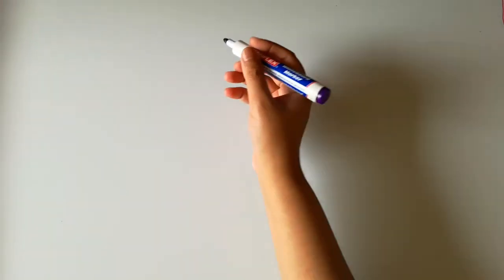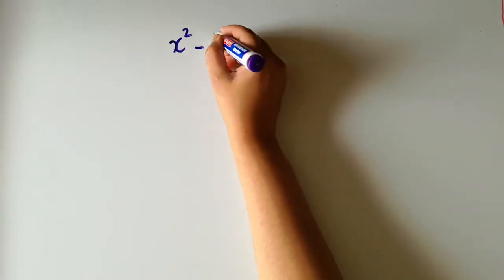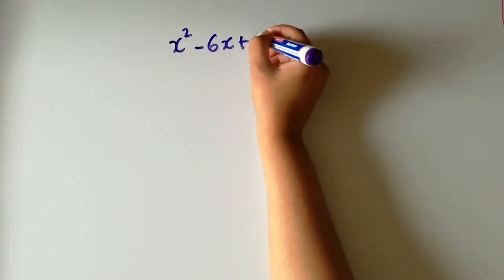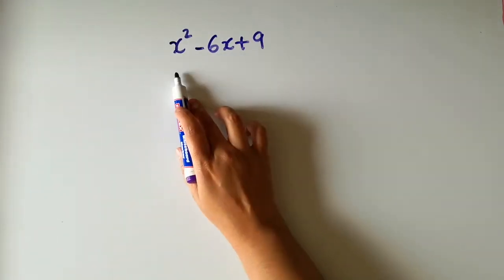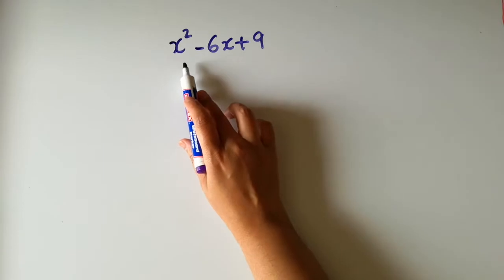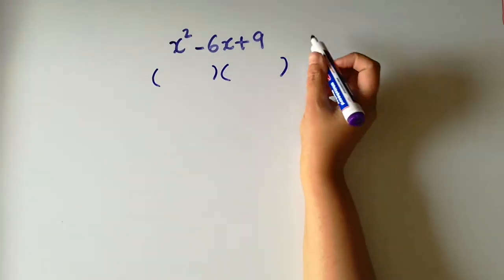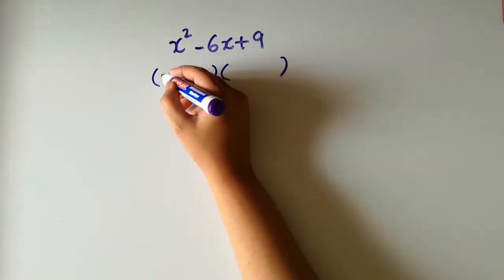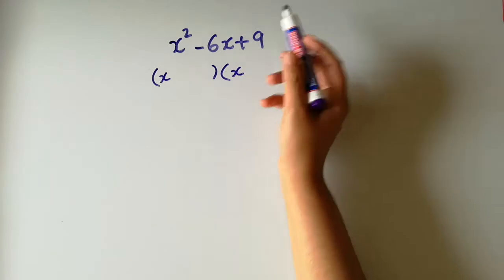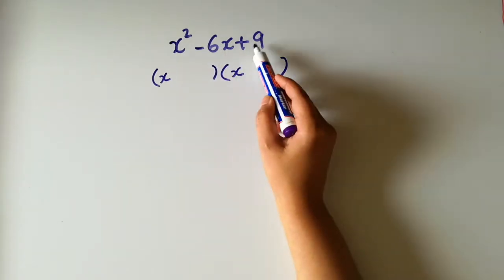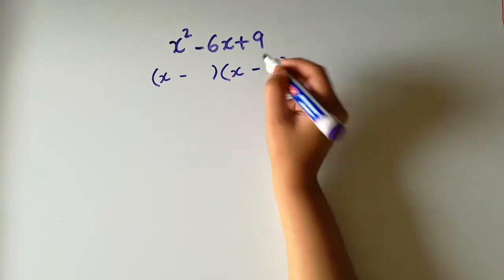Let's say I have x squared minus 6x plus 9. First step, look for a common factor. Here we have none. So we are going to open up two brackets. We have an x squared here, so I'm going to put an x and an x. Now, if I have a minus and then a plus, then both my brackets are going to have minus.